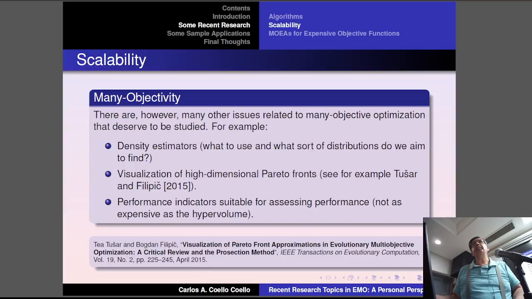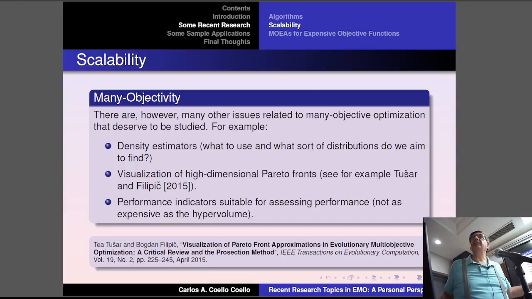Another interesting topic is scalability in decision variable space. What if the problem is not that I have many objectives, but I have many decision variables? How much is many? More than 100. In evolutionary algorithms, more than 100 decision variables introduces a number of issues. So this was studied by some people.